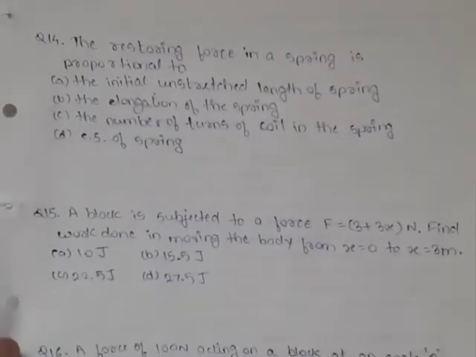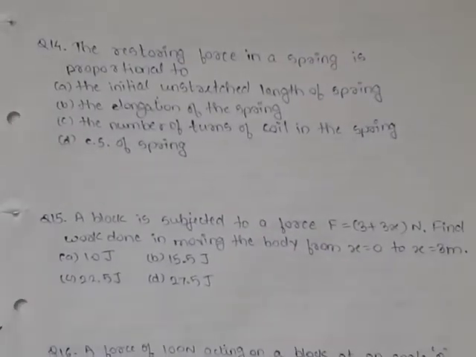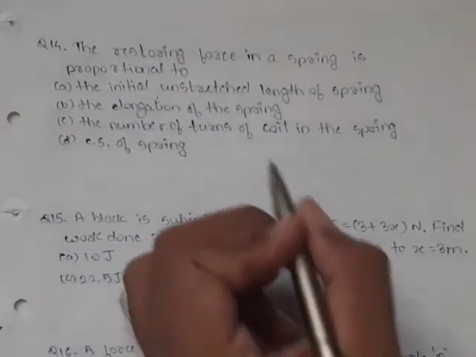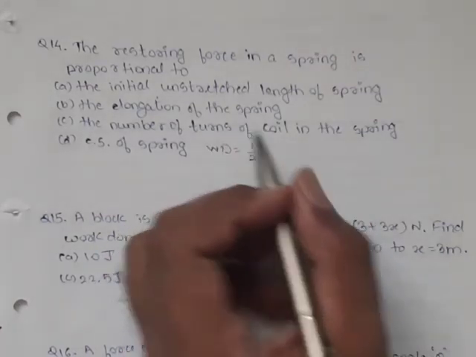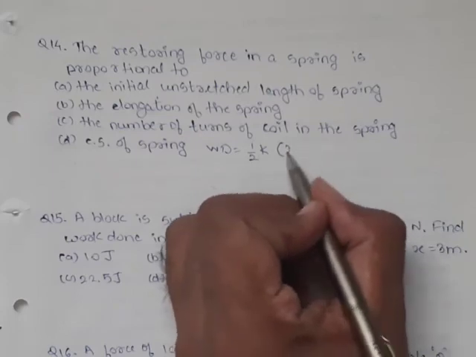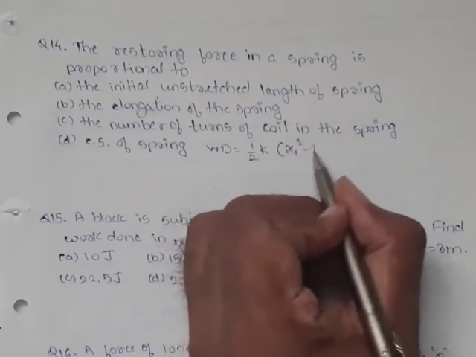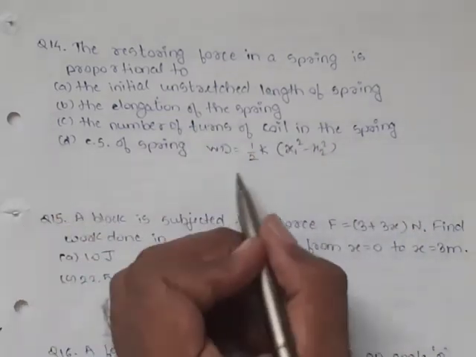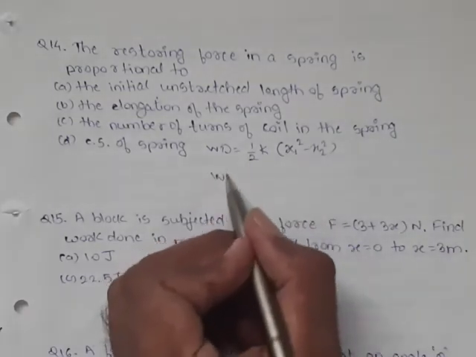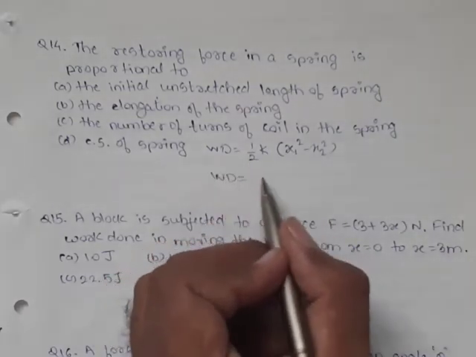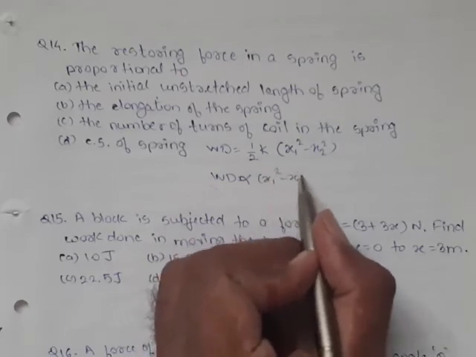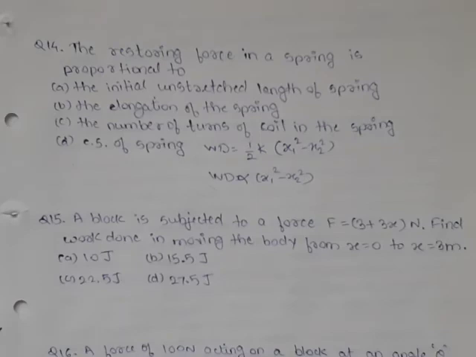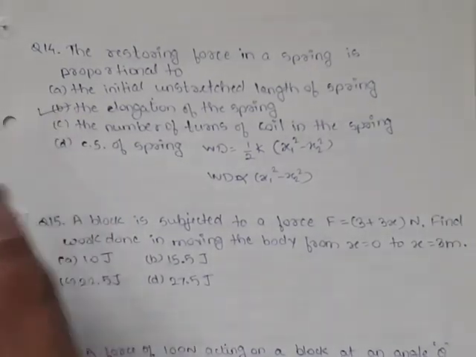Question 14, the restoring force in a spring is proportional to. Now the work done by spring force is equal to 1/2 K, K is the spring constant, in bracket x1 square minus x2 square. Spring constant value will not change, it will remain constant. So work done will finally be proportional to x1 square minus x2 square, or we can say work done will be proportional to elongation of the spring. So option B is correct for question 14.